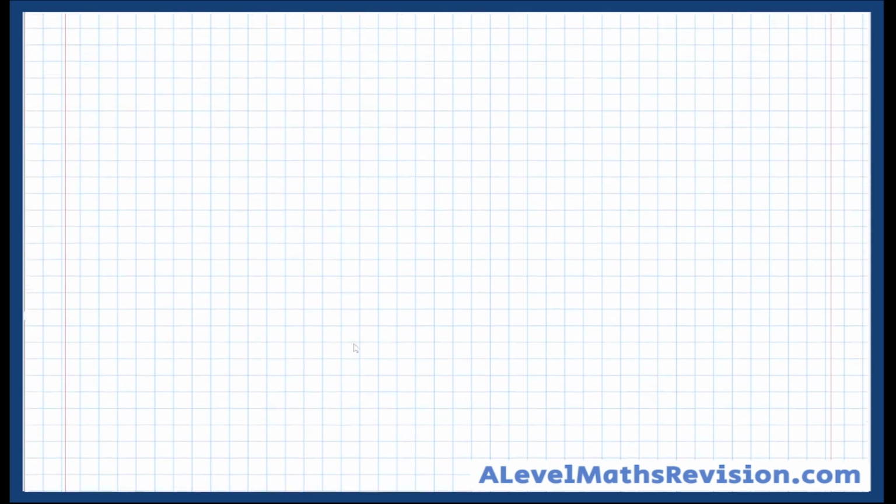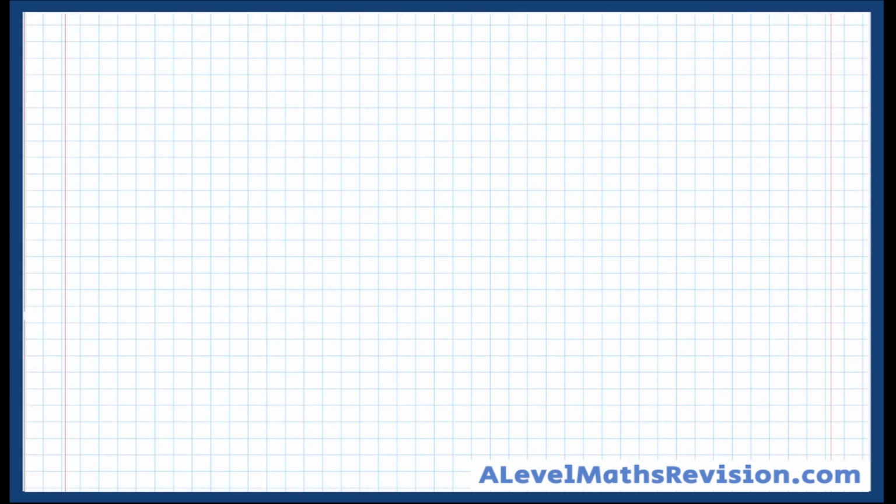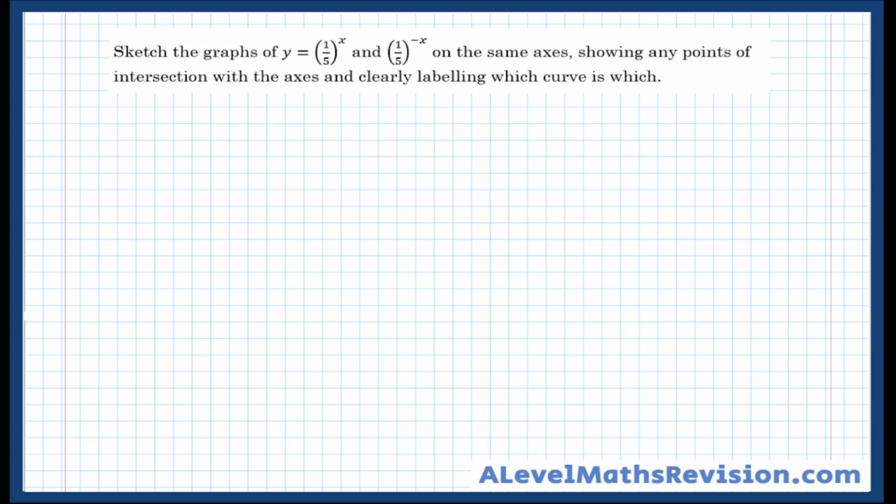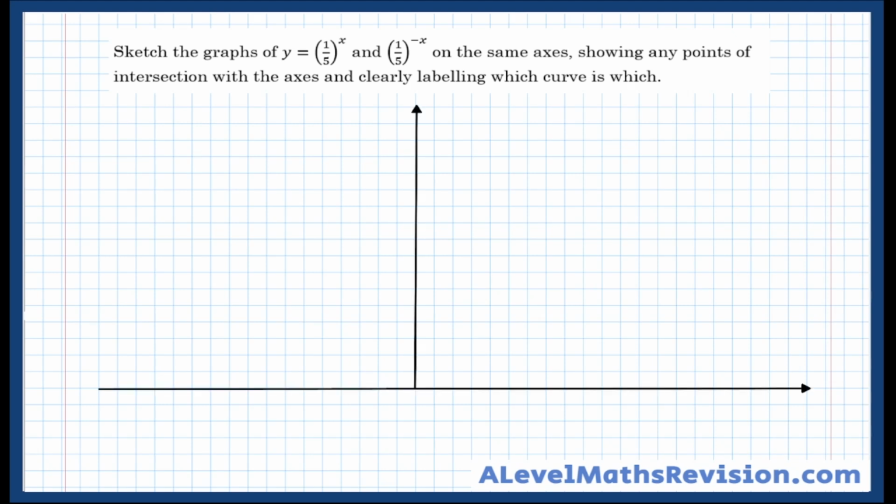Let's do an example to do with transformations of functions. And there's the question there. Sketch the graphs of y equals 1/5 to the x and 1/5 to the -x on the same axes, showing any points of intersection with the axes and clearly labelling which curve is which. So there's our axis. And we'll start with 1/5 to the power of x.